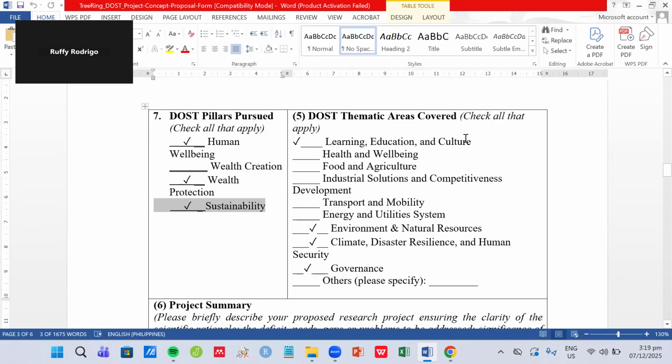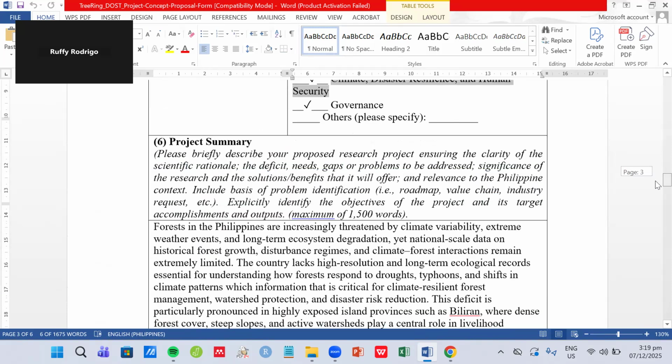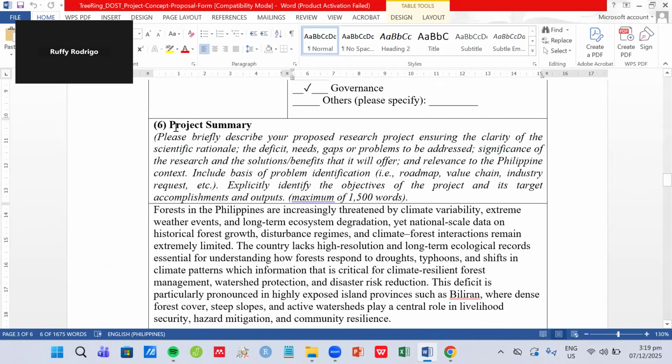Now, learning, education, and culture, because it's a learning thing. It's also environment and natural resources, and of course it's under climate resilience, disaster resilience, and human security, and also governance. For that, there is a project summary.